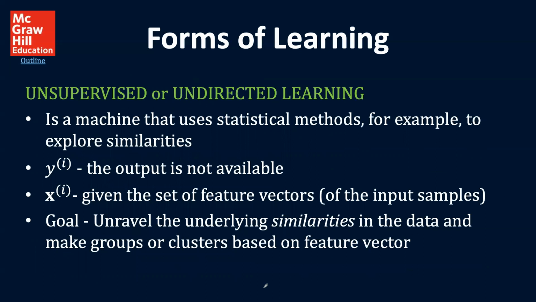Okay, so that's supervised. And then finishing up with this last chart, now we'll be talking about unsupervised. This is where we get into statistical means. An unsupervised learning machine is a machine that uses statistical methods, for example, to explore the similarities. The outputs are not available, but we're given the inputs, and based on those inputs, we need to make some inferences into what type of grouping it fits in. The goal is to unravel the underlying similarities in the data and make groups or clusters based on the feature vector.